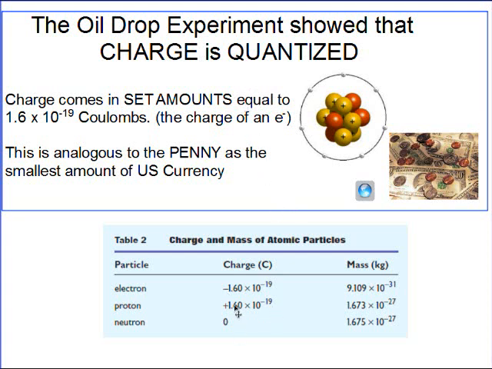Now down here we have a table of different charges and masses for various things: the electron, the proton, and the neutron. Notice the neutron does not carry a charge, so its charge is 0. That means it can't be influenced by other things that have charge. Whereas the electron and proton have the same amount of charge, but one's negative and one's positive. Masses are very similar for the proton and neutron. They don't differ by that much, whereas the electron is quite a bit smaller in mass than the other two.